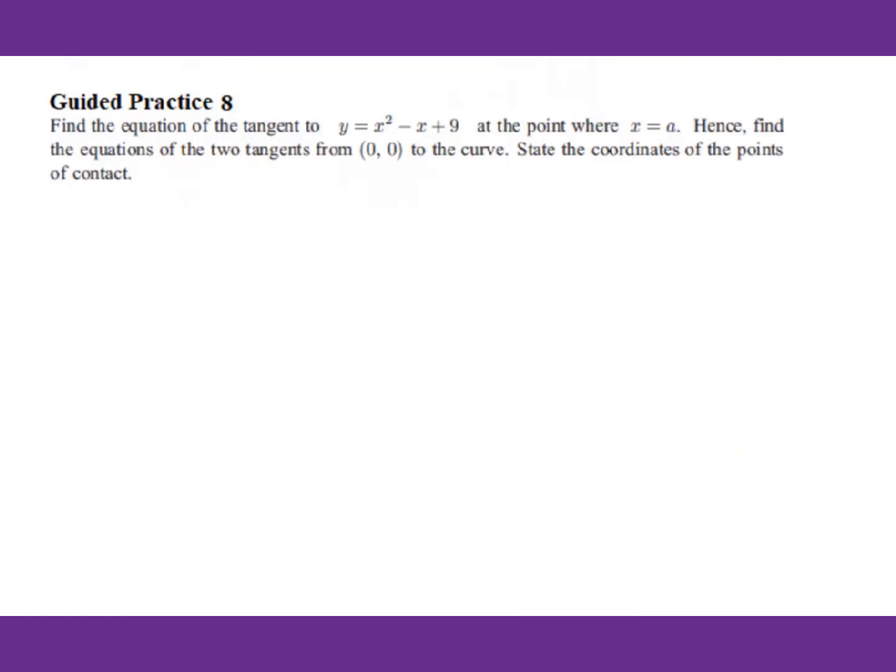Find the equation of the tangent to y equals x squared minus x plus 9 at the point where x equals a. Hence, find the equation of two tangents from (0, 0) to the curve. State the coordinates of the points of contact. So we need to get the equation of a tangent line first. Then we will get the equation of two tangents from (0, 0) to the curve. Third, we will get the coordinates of the points of contact.